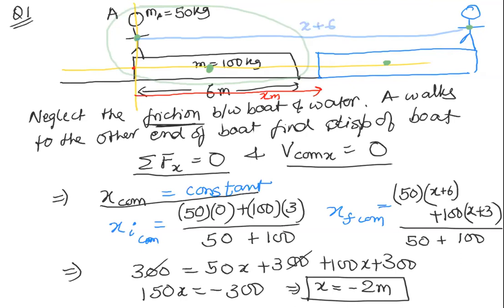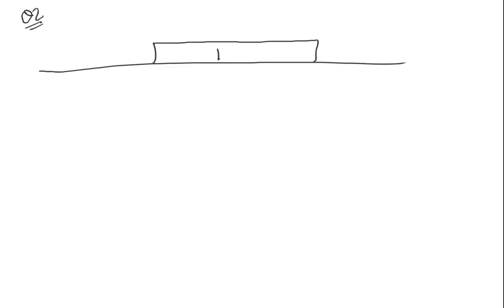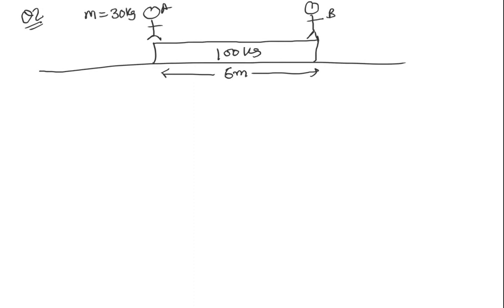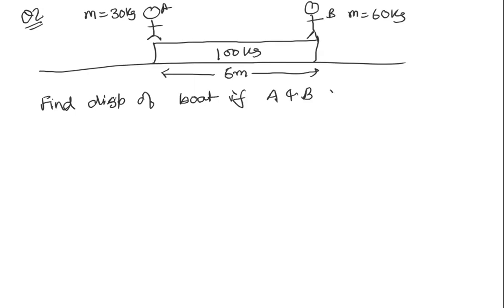Okay. I'll go to the next slide now. Next question. So again, we have the 100 kg boat, 6 meters, A, B. The mass of A this time is 30 kilograms. Mass of B this time, 60 kilograms. Find the displacement of the boat if A and B exchange places.